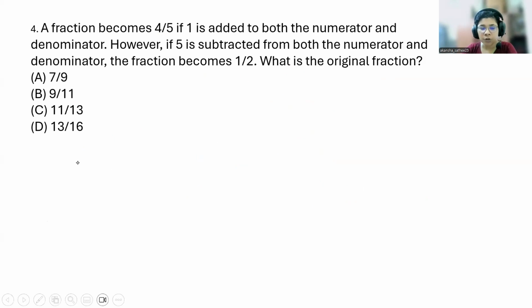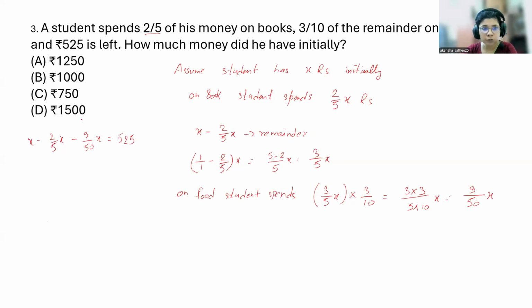Now you are interested in calculating x. So simply what you have to do, you just have to solve this. So now x I can write as x upon 1 minus 2x upon 5 minus 9x upon 50 is equal to 525. You can see that. Okay, let me draw this line again. Got it?